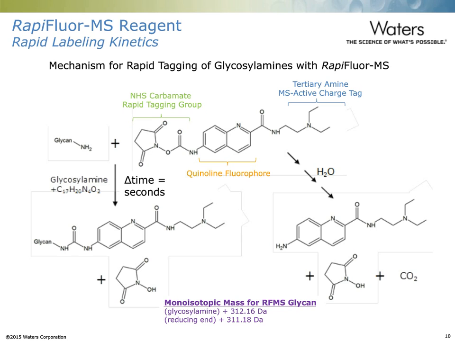An important thing to remember about this label is that the mass shift that we expect for this is 312.16 Daltons, and that's monoisotopic, from the glycosylamine, or if you're calculating from a reducing end sugar, it'll be 311.18 Daltons. And another important factor in this labeling is to remember that this NHS carbamate will hydrolyze under water conditions. So it's hydrolyzing during the course of this reaction, but at a slower rate than the labeling is occurring. And in this case, it's a self-quenching reaction.